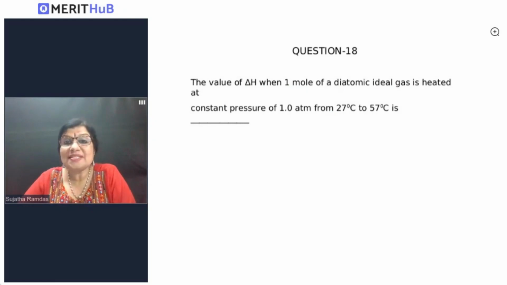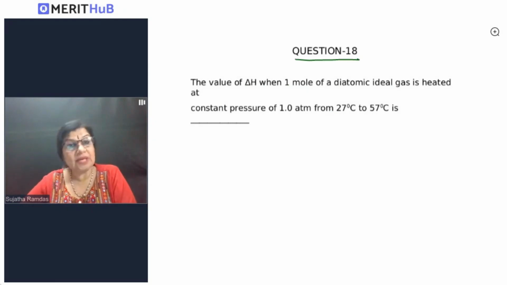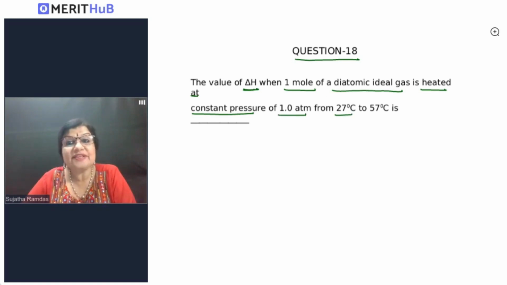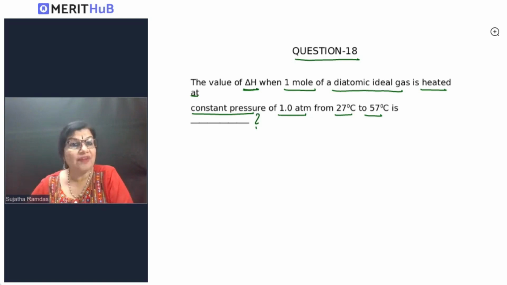So here is question number 18 from thermodynamics. The value of delta H when 1 mole of a diatomic ideal gas is heated at constant pressure of 1 atmosphere from 27 to 57 degrees Celsius is. So another numerical value type question, which you will find in section B of your exam paper.